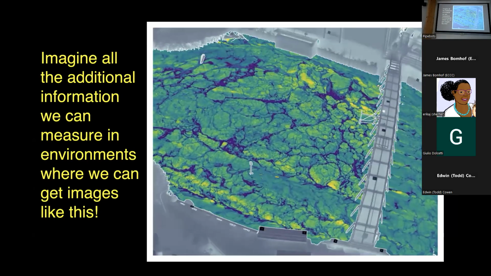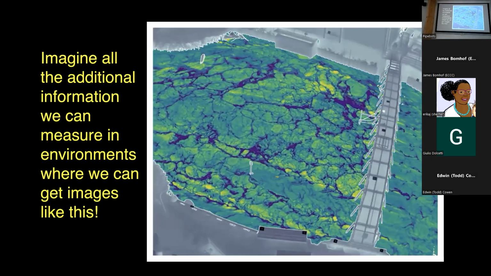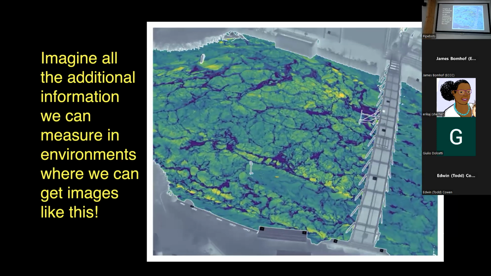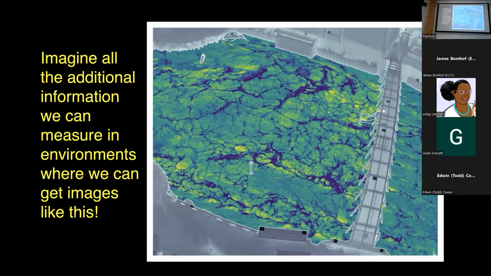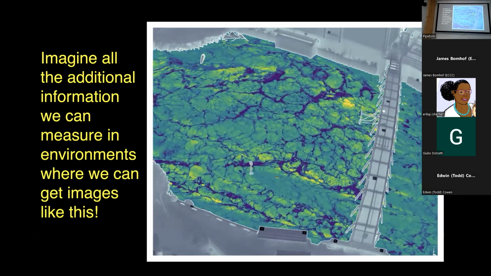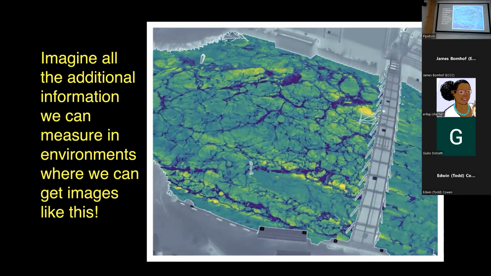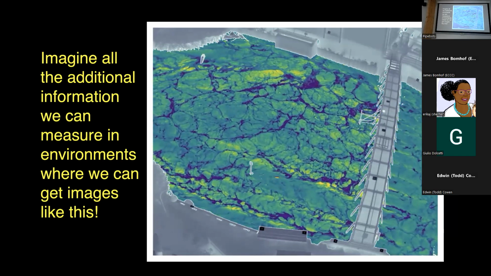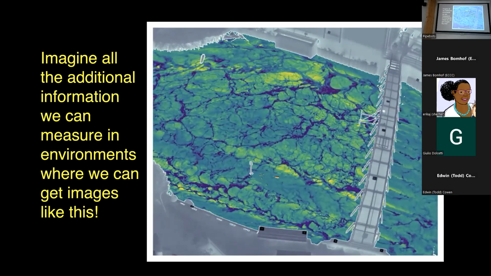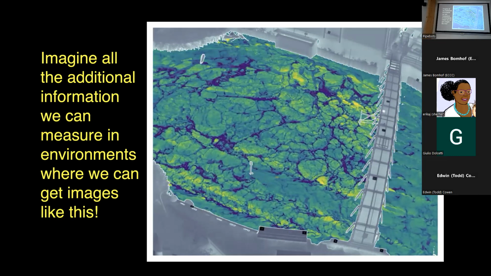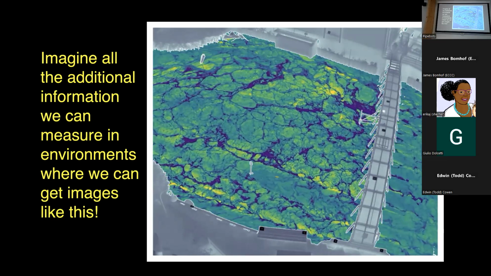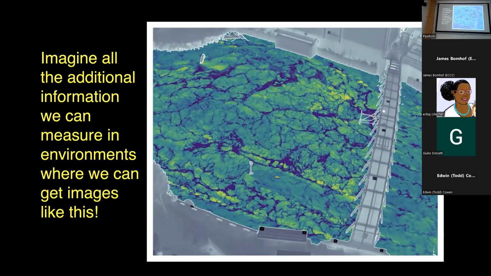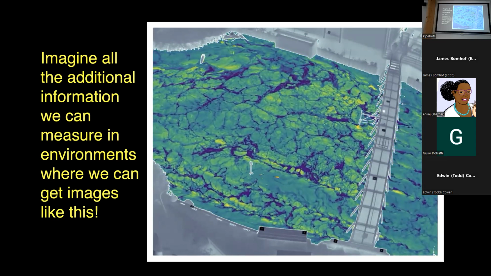All right. Hopefully I haven't gone too far over, but I'll end by saying, imagine all the information we can measure in environments where we get images like this, and we're all getting these images, whether you're working in the infrared or you're working in the visible, you are revealing these structures and you are tracking them. Some of us are averaging them out to get mean flow, but many of us are increasingly interested in leveraging those surface structures to get at all the other pieces of the flow rate problem and beyond that we're interested.